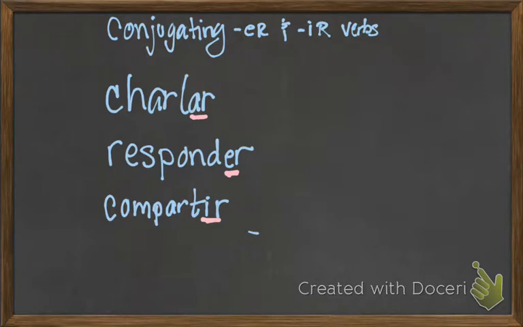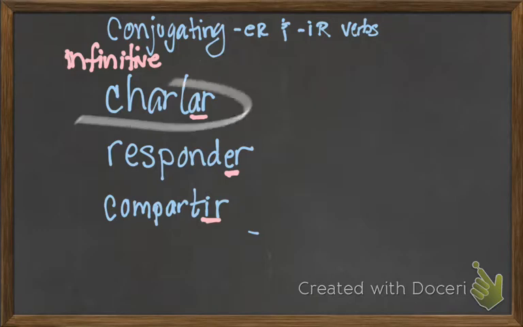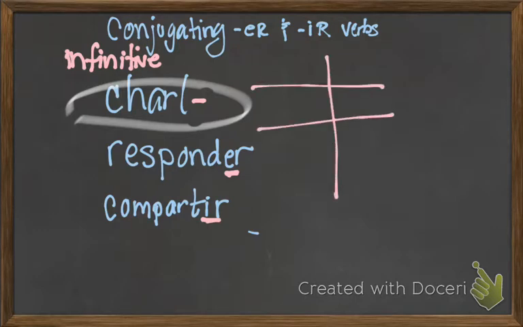So all of these verbs right now are in the infinitive form, which means that they haven't been conjugated at all. So our first step that we learned was how to conjugate this verb that ends in AR. And our first step was to erase the AR, and then we got the root, right? So our root was charl. And when we made our table, we added different endings on.